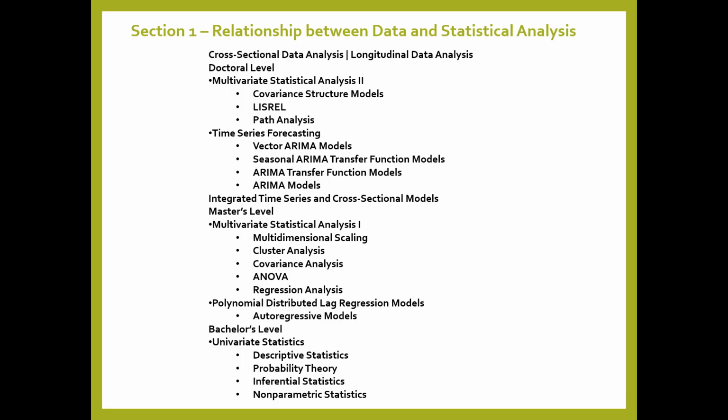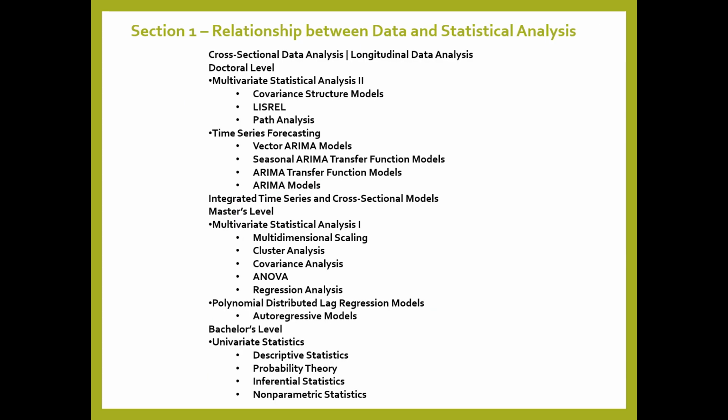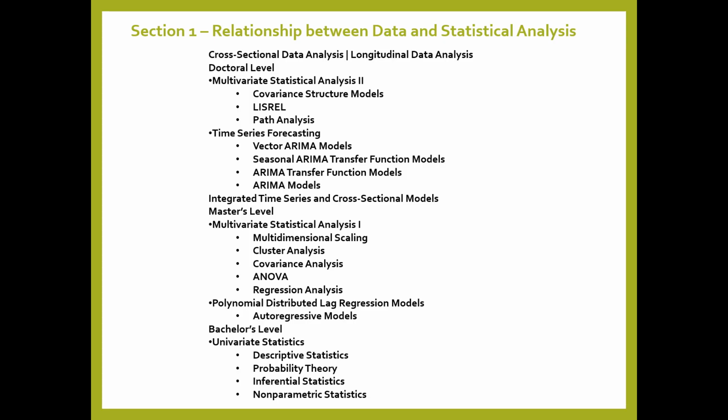So the cross-sectional data analysis is on this side. It's called 横断面, cross-sectional. This is the longitudinal data side, so it's on the right-hand side. For the doctoral level, actually I should start from the bottom. The bottom is bachelor, then master, and doctoral. So the translation will be from here, for the bachelor's level.